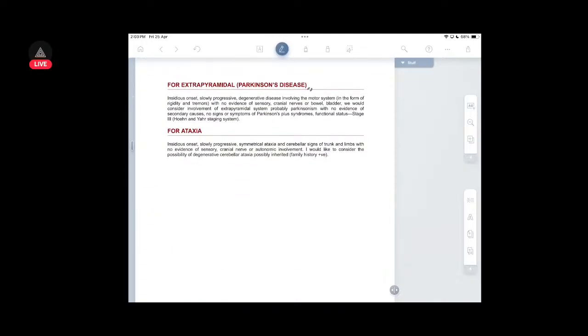Extrapyramidal, Parkinson's disease: you have insidious onset, slowly progressive, degenerative disease involving the motor system. No evidence of sensory, cranial nerve, bowel, bladder involvement. Extrapyramidal, probably Parkinsonism with no evidence of secondary causes, or Parkinson's plus. Staging also you have to write.